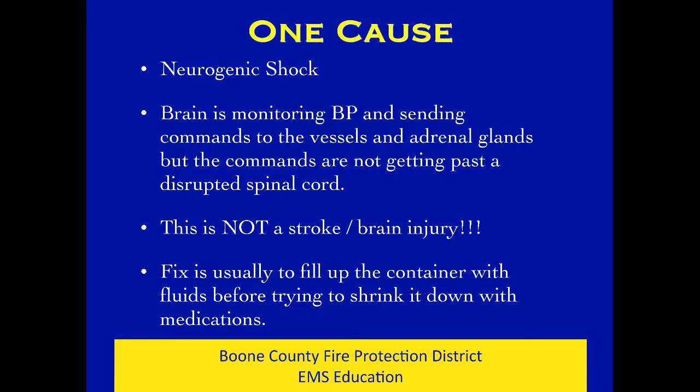One cause is neurogenic shock. The neuro system, which we'll cover in the next lesson, is monitoring that blood pressure through the signals coming from baroreceptors in your carotids and in your aortic arch and other places. And the brain is monitoring that BP, and when it notices that the BP is dropping, it sends commands to the blood vessels to constrict and the adrenal glands to secrete some epinephrine. But the problem in neurogenic shock is those commands never get through. So the brain is making the right decisions.